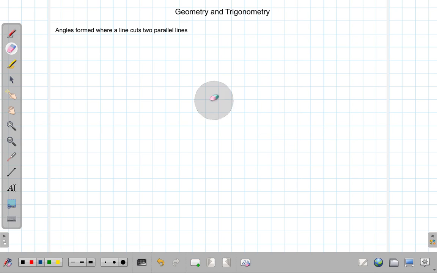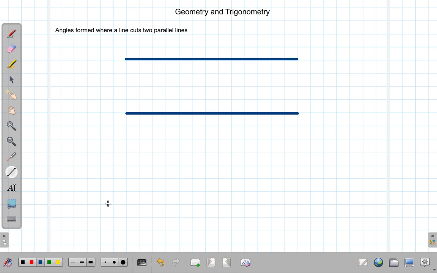Let us look at the angles formed when a line cuts two parallel lines. Suppose we have our two parallel lines. Let me use this as one parallel line, and this as my other parallel line. Now, you have a line that cuts them at an angle. This is called a transversal, right? You have some angles that are formed.